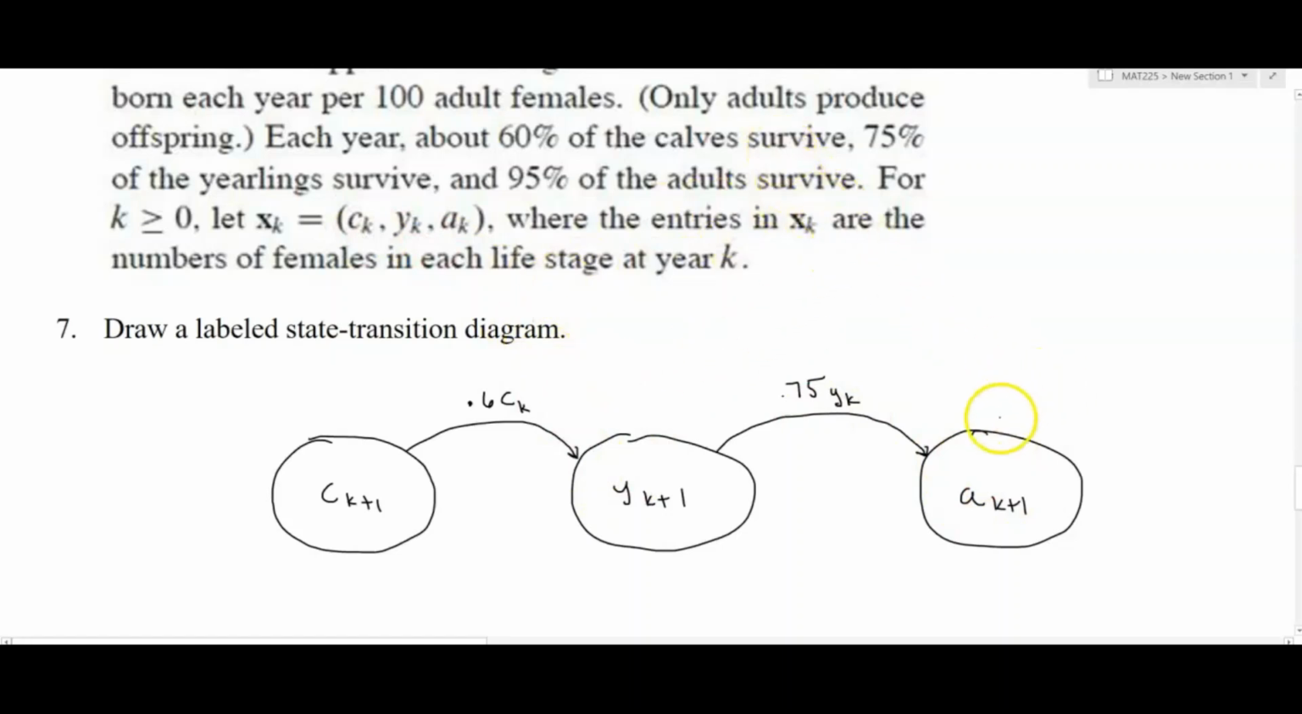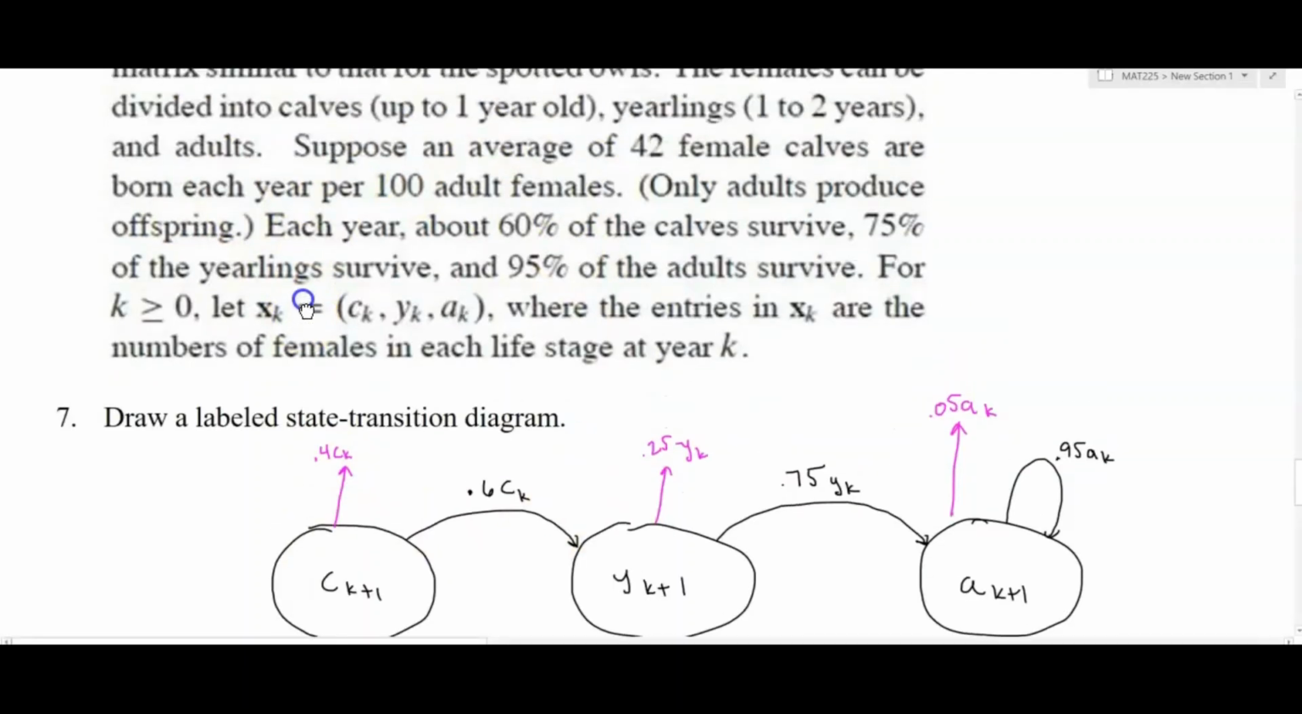95% of the adults survive, so that tells us that 95% of the adults at time k remain adults at time k plus 1. And if we really wanted to, we don't have to do this here, but if 60% of the calves survive, that means 40% of them do not, and 75% of the yearlings survive, so 25% do not. And same thing here, but this is going to be 5% of the adults at time k do not survive. So we don't really need these pinkish vectors at all. Those are just telling us that some of these bison are leaving the 3 states. So if we wanted to start a 4th bucket, we could say deceased, but that's not necessary. We don't want to keep track of those. We want to keep track of the living population.